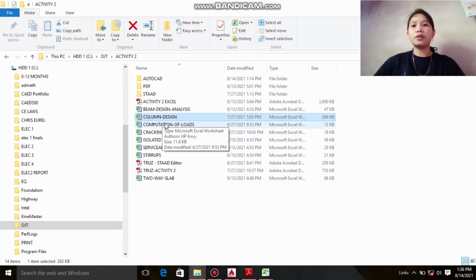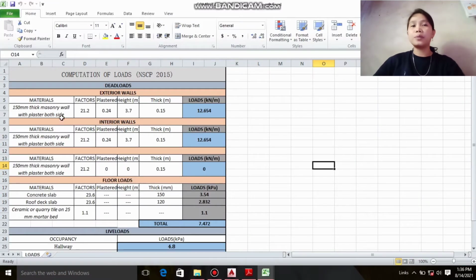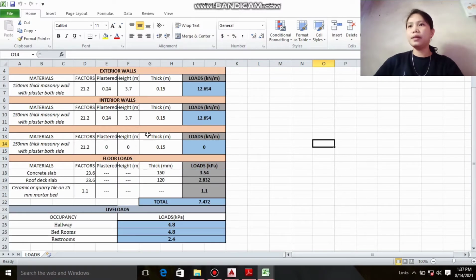So for the computation of loads, the dead loads for exterior walls: the material is a 150 mm thick masonry wall with plaster on both sides. The load is 12.654 kilonewton per meter. And for the interior walls, the load is the same as the exterior walls.